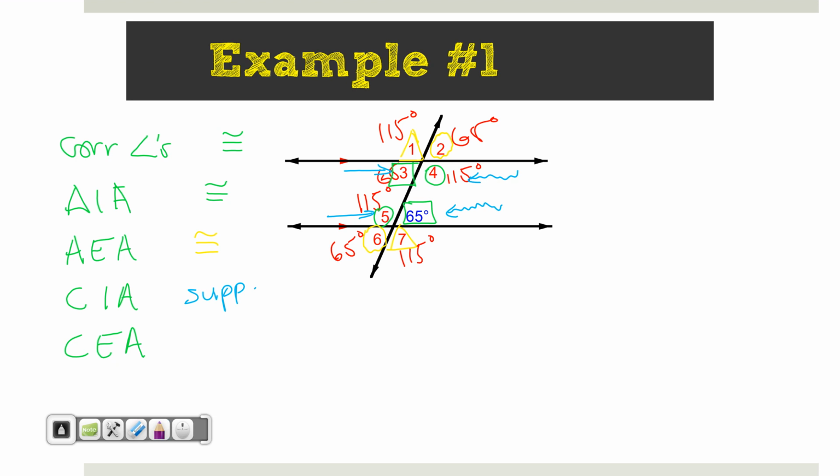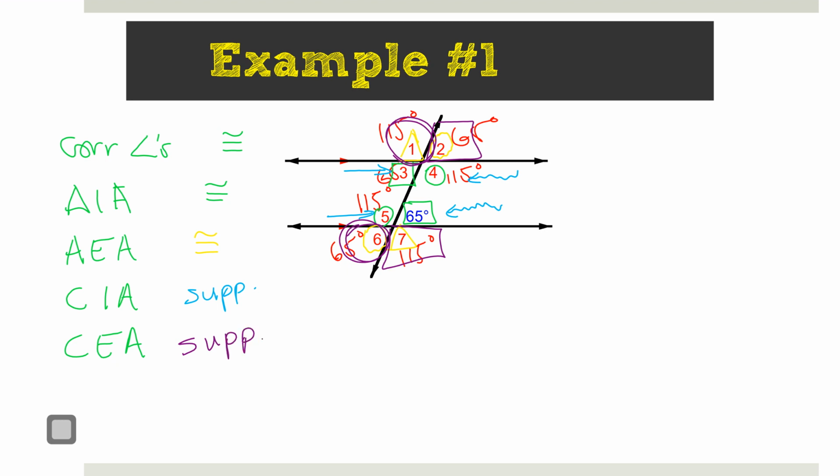Nope, still have purple. What about the consecutive exterior angles? Where are they, Andy? 1 and 6 and 2 and 7. Let's do big circle. 1 and 6 and 2 and 7. And what's the relationship between those angles? Supplementary. All right, before I move on, is everybody good with this?